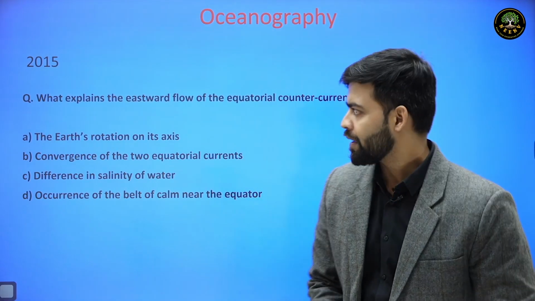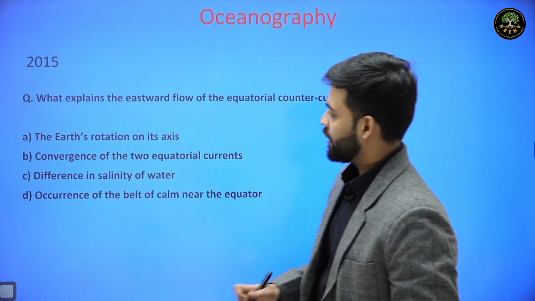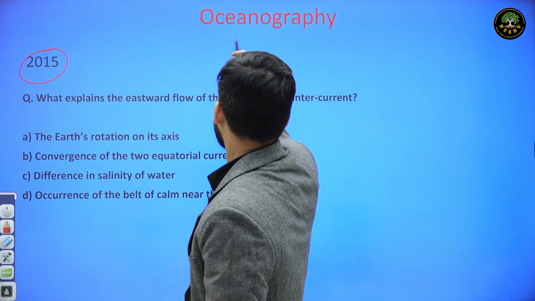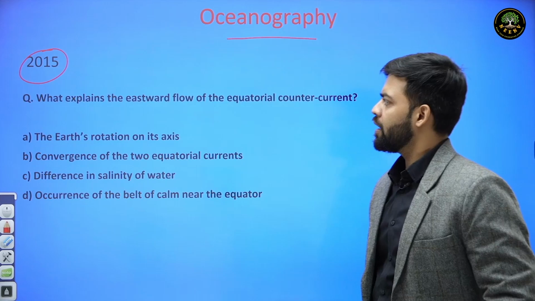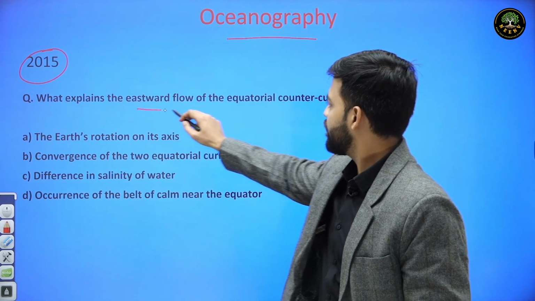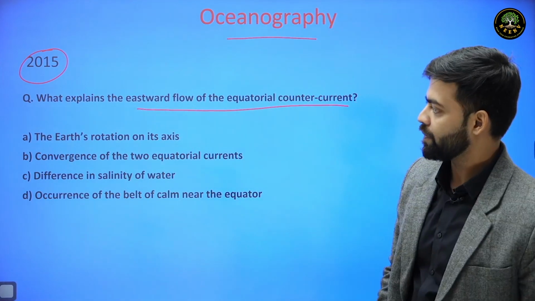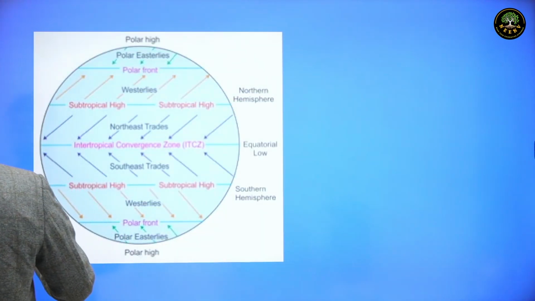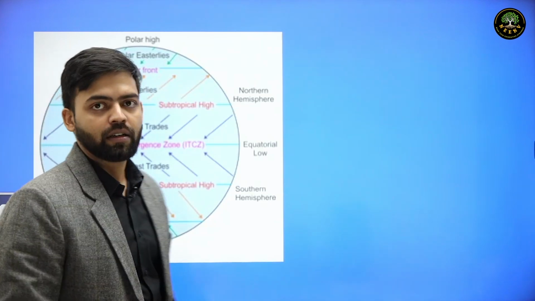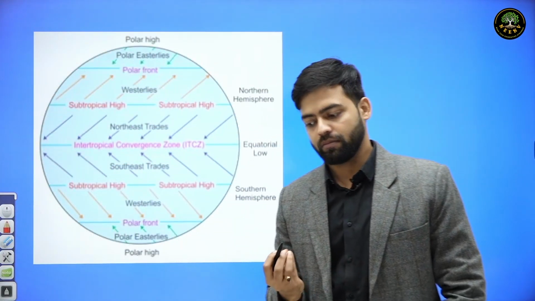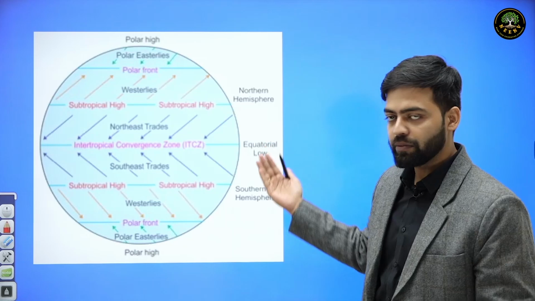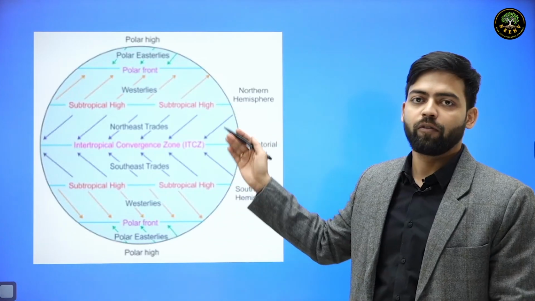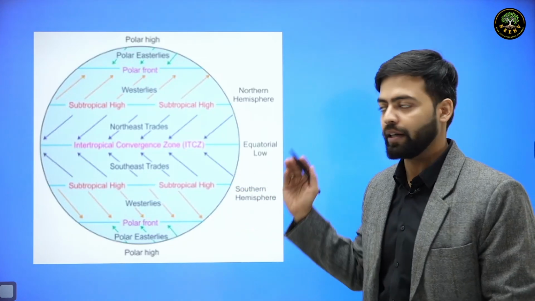Hello and welcome. Let's look into this question that came in the year 2015 and is related to the topic oceanography. The question is, what explains the eastward flow of the equatorial countercurrent? Now, to understand this question, let's first look into this diagram and try to understand the factors affecting the origination of ocean currents, different types of ocean currents, and then we'll look at what are the factors that are responsible for the eastward flow of equatorial countercurrent.